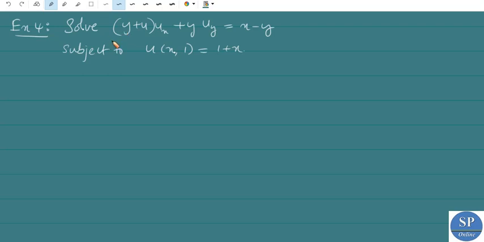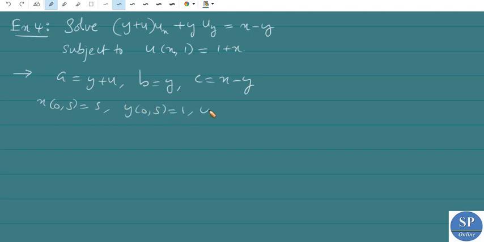But here this equation is a Cauchy-Linear equation because the coefficient of ux contains u. Okay, so it is a Cauchy-Linear equation. Now with a equal to y plus u, b equal to y, and c equal to x minus y, right? Now we have this initial condition u of x, 1 equal to 1 plus x, so we have x of 0, s is equal to s, y of 0, s is equal to 1, and u of 0, s is equal to 1 plus s, the initial conditions.